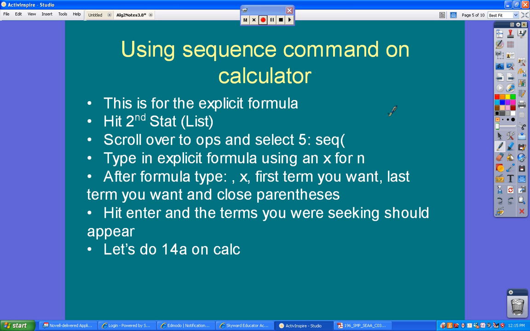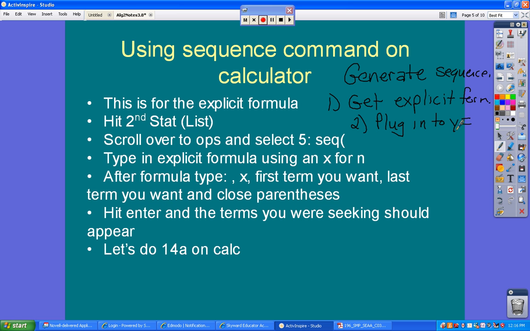Okay, this is what I was talking to you about in class, the sequence command on your calculator. It is an option, but if you want to generate a sequence on your calculator, what I suggest you do is: 1, get the explicit formula. 2, plug it into y equal, or f of x equal if you're on the Inspire. And then 3, generate a table. If you generate a table, then you're going to be able to see the terms.